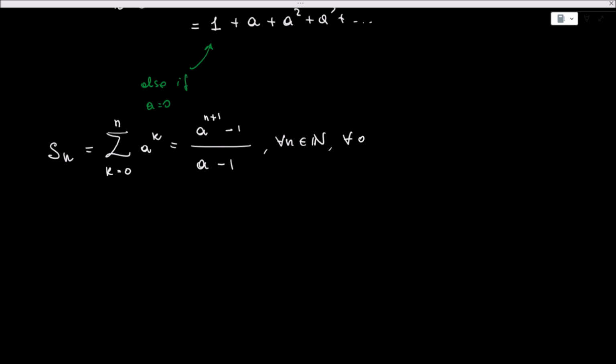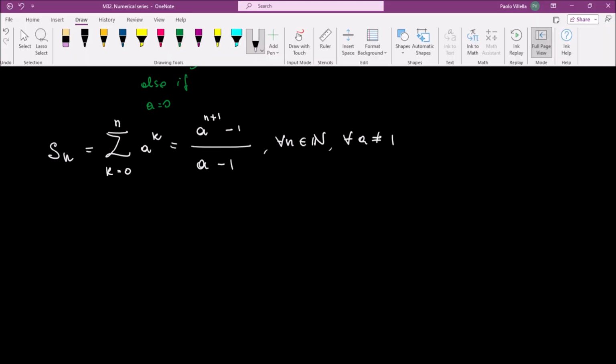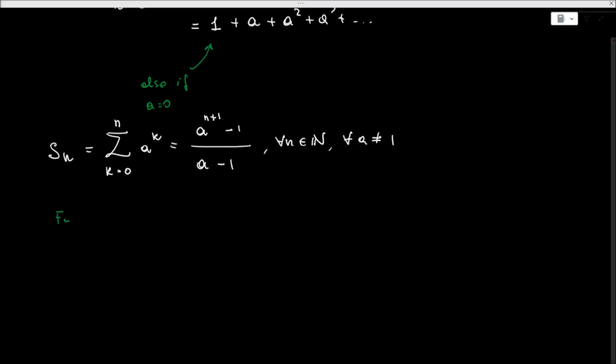This is valid for every n in the natural numbers and for every a different from 1. Let's make a notice: for a equal to 1, in that case Sn would be simply 1 plus 1 plus dot dot dot plus 1. So it would be 1 plus n, which clearly will tend to plus infinity. So for a equal to 1, we already know that the geometric series will diverge to plus infinity. This is a result that we might reconsider later.